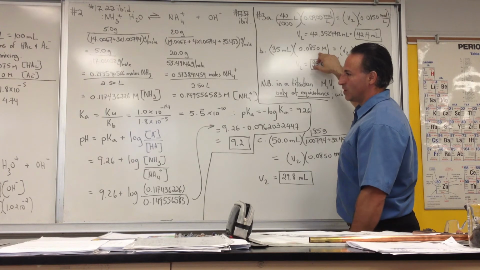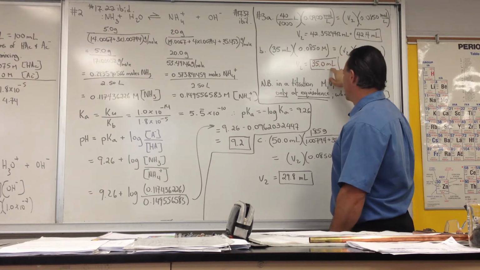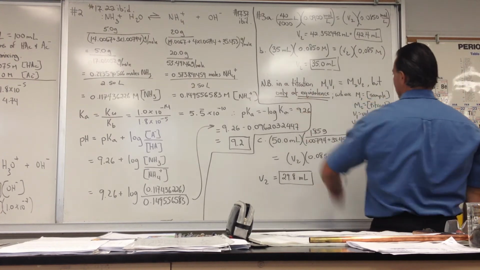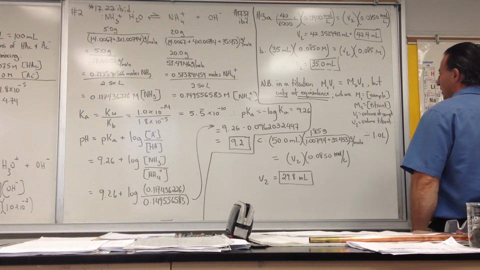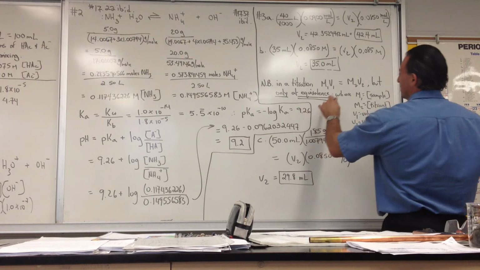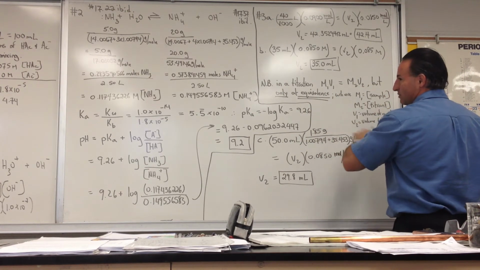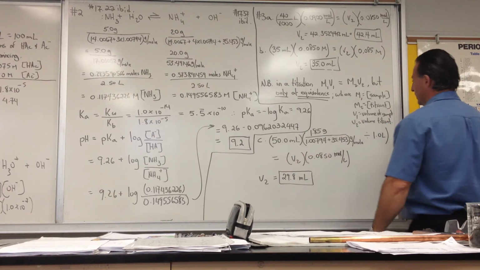It's not a useful unit, but we're not looking for that. We're looking for the milliliters of V2. So I didn't bother to convert to liters here because it was just a useless added-on step. Just be aware of the fact that in a titration, M1V1 equals M2V2 can only be used if you're at equivalence. If you use it any other time, you'll get the wrong answer.